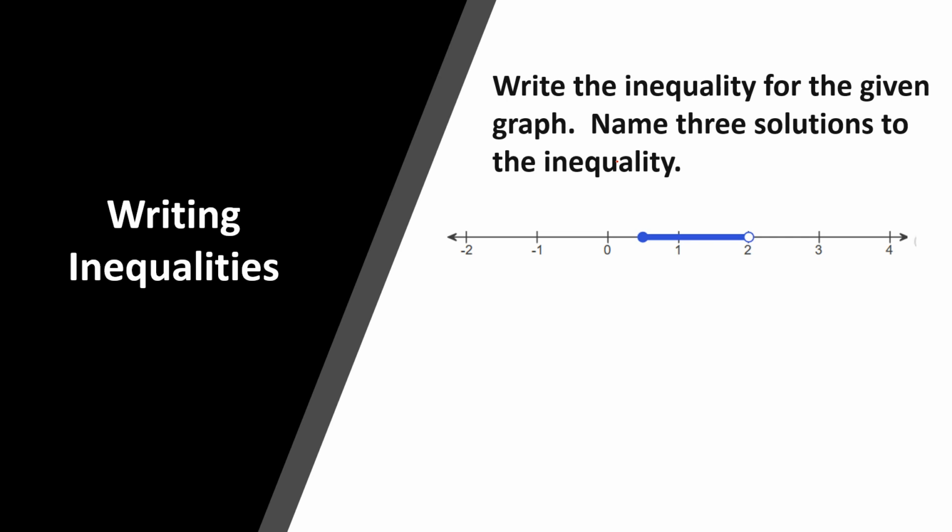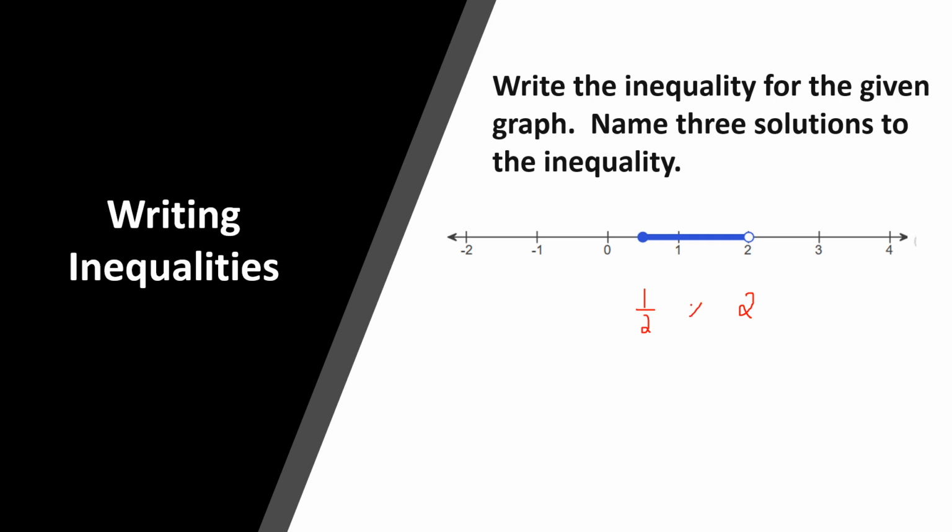So here's an example of working backwards. We're given a graph. We want to write the inequality, and then they also want us to find 3 solutions. So here's 0, 1, 2. Clearly this is 2, and this looks like a half in between 0 and 1. Now it can equal a half, but it does not equal 2.